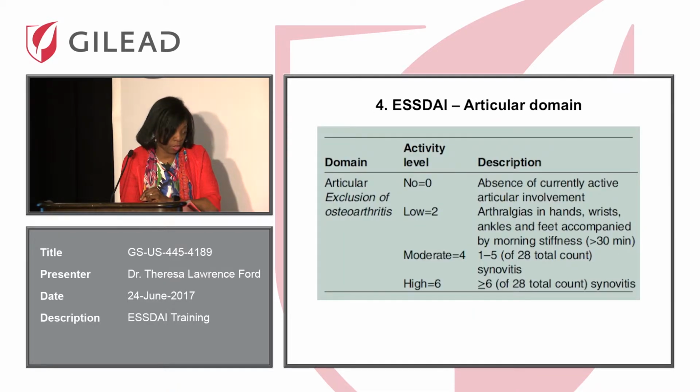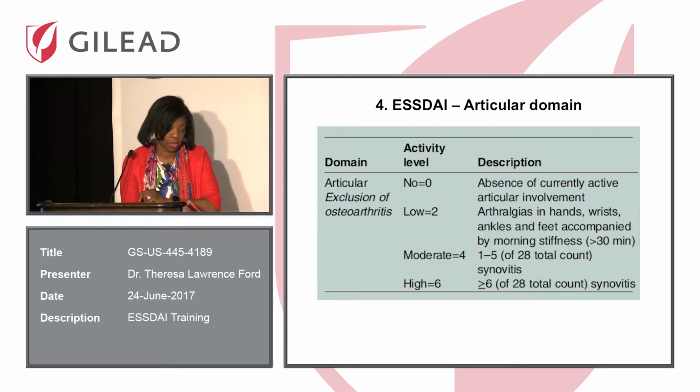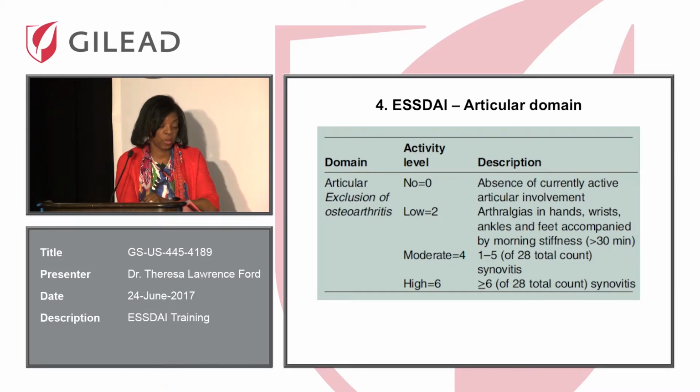So now we're going to the articular domain, and this is exclusion, if possible, of any other type of arthritis, specifically osteoarthritis, and we know the joints of involvement should perhaps be more distal interphalangeal involvement. 4 levels here: 0, low, moderate, and high, with activity levels in the low of 2, moderate of 4, and high of 6. So in the 0, no currently active articular involvement. 2 is arthralgias of the hands, wrists, ankles, and feet, and this has to be accompanied by morning stiffness of greater than 30 minutes. So not just the arthralgias, but morning stiffness is important as that activity level determination.